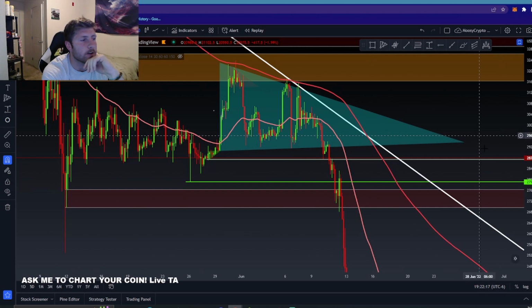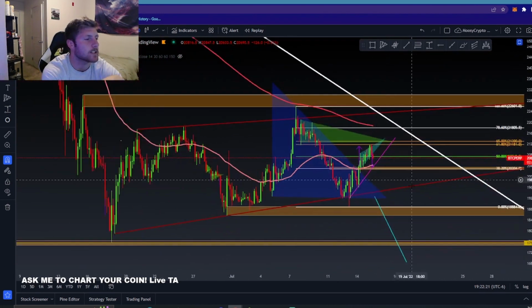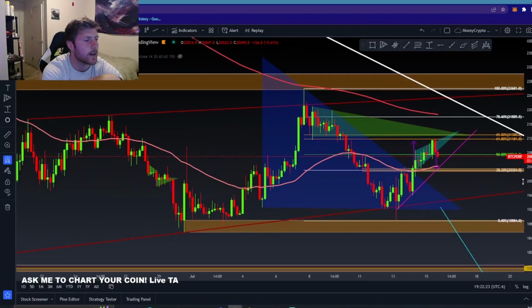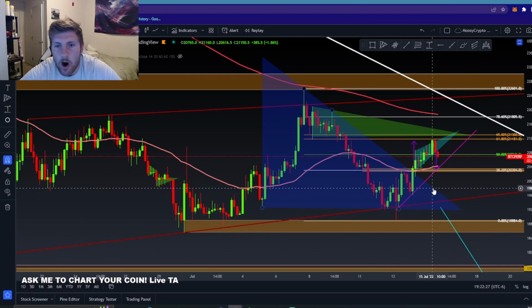Well, that's the triangle you have, right? We can see this blue triangle right here. I wonder what that looks like right now. This was our triangle that we previously had and we broke, right? If you're drawing triangles, you can always redraw them, depending on where they stop.